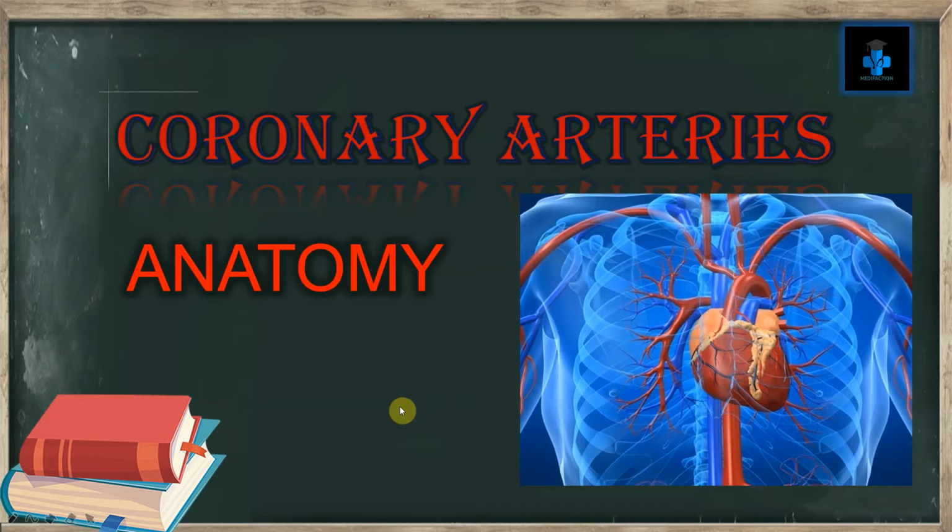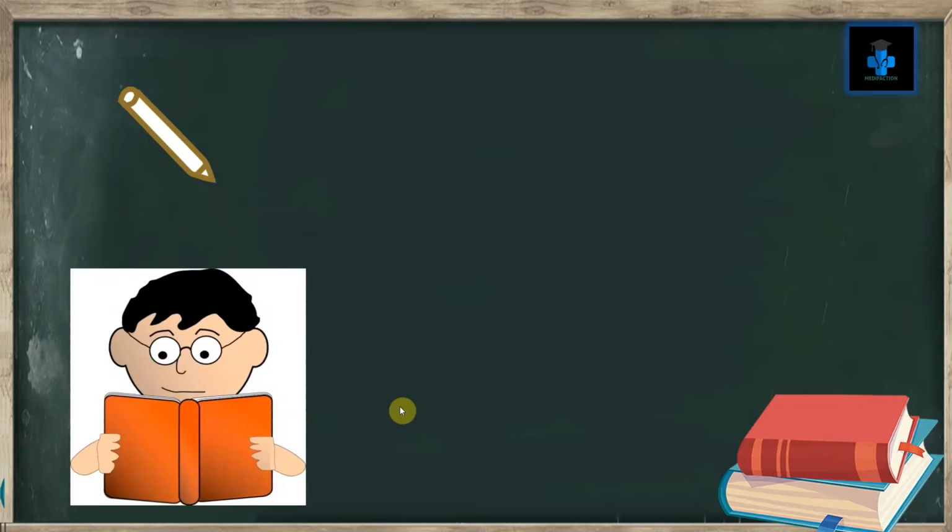Today we will learn about the anatomy of coronary arteries. The coronary arteries are the arterial blood vessels of coronary circulation, which transport oxygenated blood to the heart muscle. So, in order to learn more about coronary arteries, let's get started.